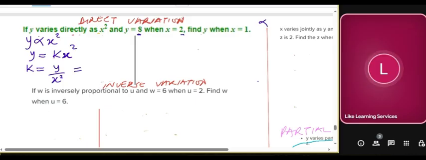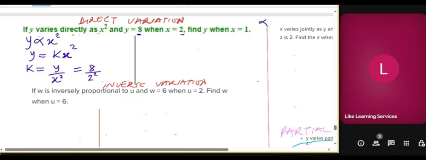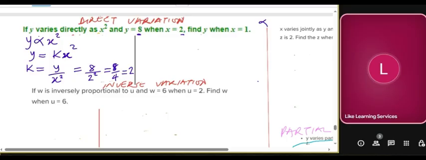So that will be what? 8 over, when y is 8, x is 2. So 8 over 2 squared, which is 4. Or 8 over 4. You're still with me? Yeah, I am. Which is 2. So k is 2. And that is what you just substitute into that formula.